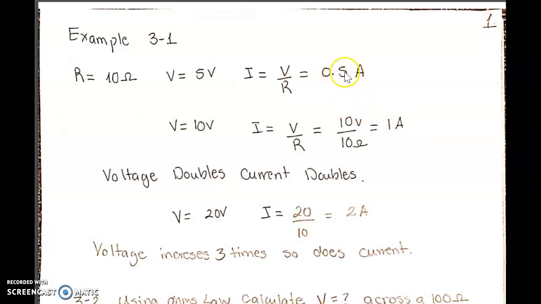So what happened here? The voltage doubled, so did the current. So we can conclude that if the voltage doubles, then the current doubles as well. Now we have the case in which we have the voltage at 20 volts. Now the current is going to be 2 amps. Yes, we can calculate it like this, but we can also say that since the voltage increased 3 times, the current increased 3 times as well.